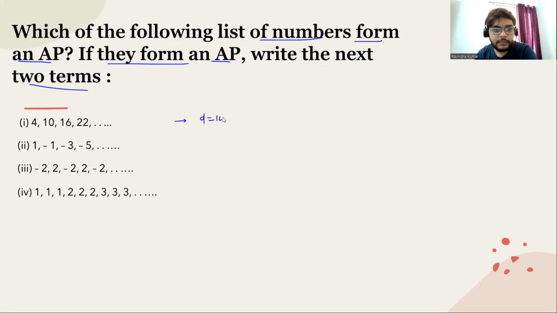So it will be 10 minus 4. It is 6. Again, next two terms, 16 minus 10, it is 6. And again 22 minus 16, so it is again 6. So it means if the common difference is the same throughout the series, it is an AP.